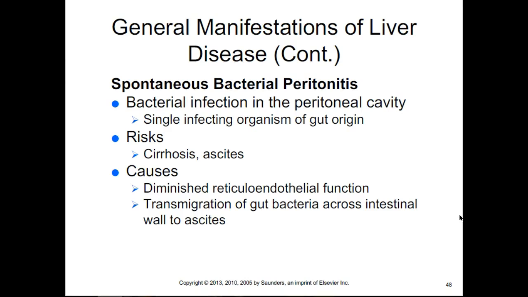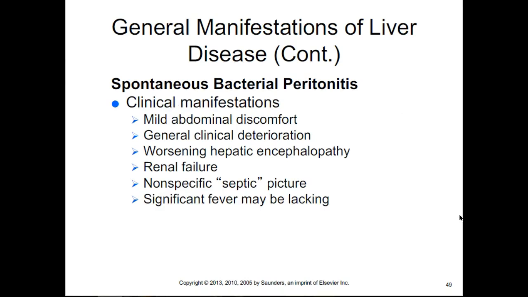So that is a bacterial infection in the peritoneal cavity, usually of gut origin. So it's some sort of infecting organism of gut origin. So cirrhosis and ascites are your major risk factors, right? And then they diminish the reticuloendothelial function, and then basically transmigration of gut bacteria along the intestinal wall into the ascites that's already in the abdomen, right?